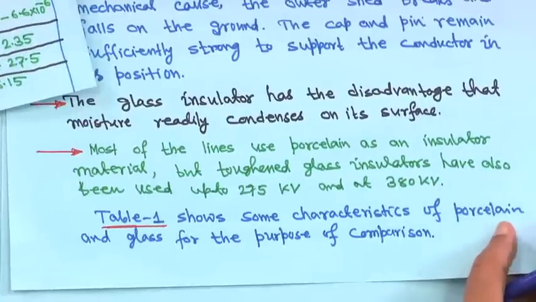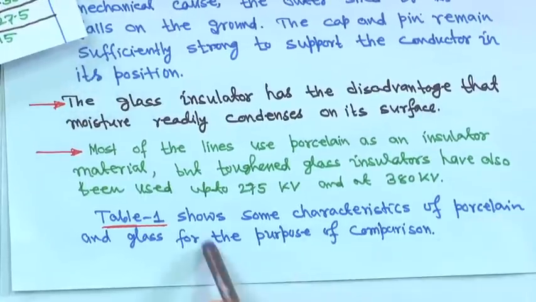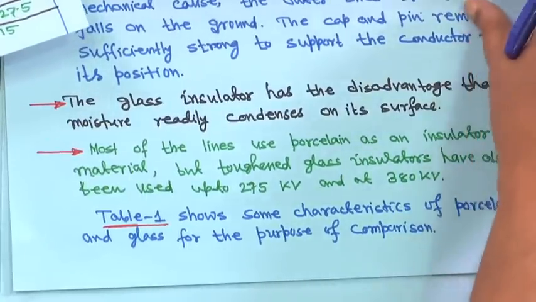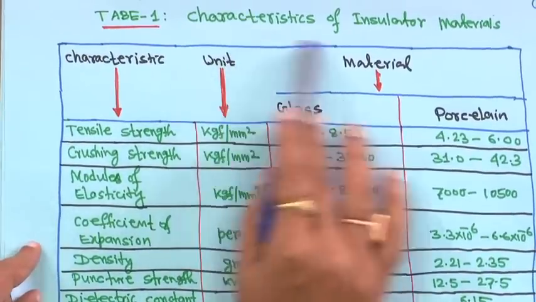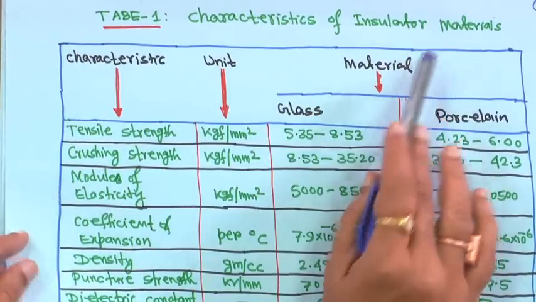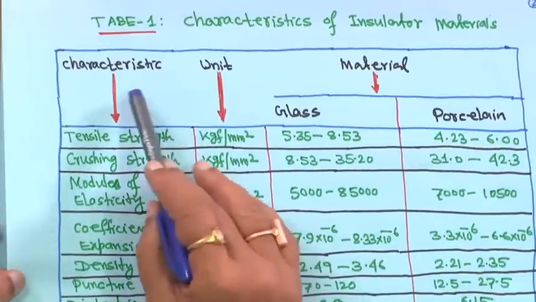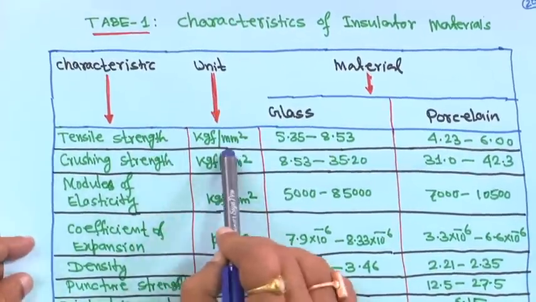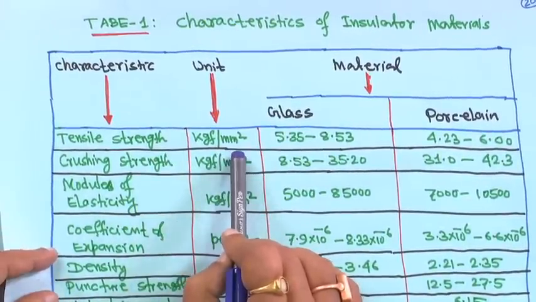Now, table 1 shows some characteristics of porcelain and glass for the purpose of comparison. Here is a table, the characteristics of insulating materials. This one is the characteristic tensile strength, in kg force per millimeter square.